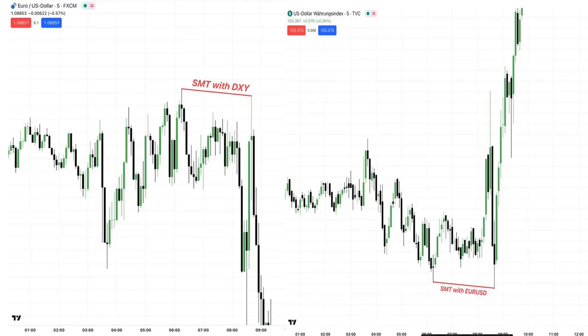The idea behind SMT is that smart money, institutional investors, leaves footprints in the market. By observing these divergences, traders can infer the underlying accumulation or distribution of assets by these large players. This can provide insight into future price movement.